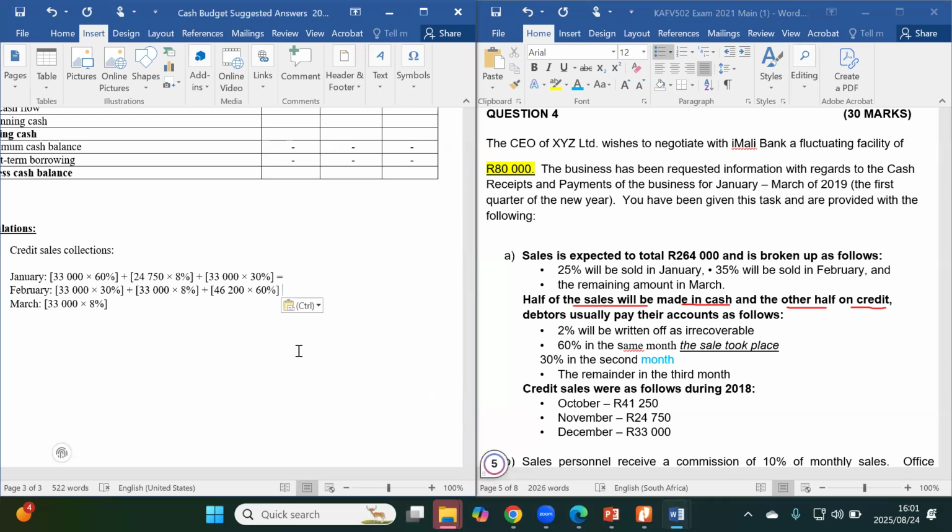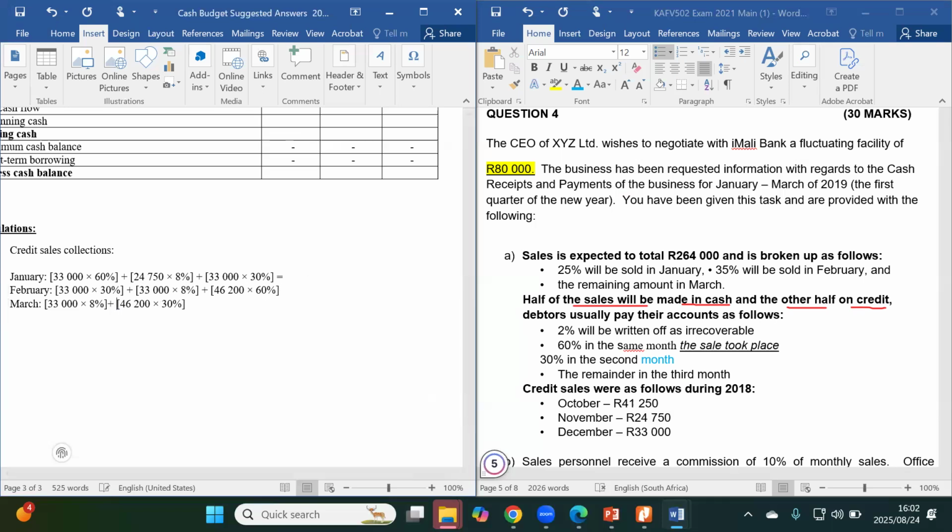Does it make sense? Yes. And then the other portion is going to be collected during the month of March, which is the second percent, 30%, of the 46,200. So far, so good. I think that's as far as February is concerned, because the third payment will be done in the month of April.